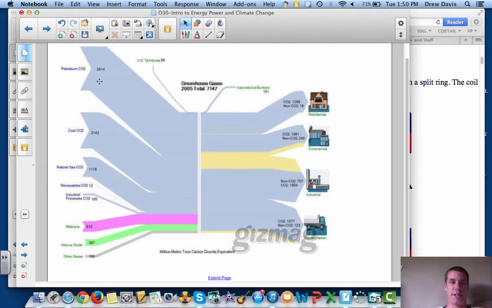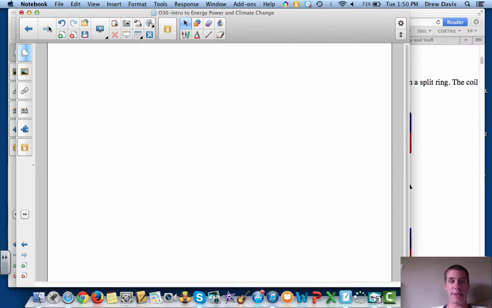This shows greenhouse gas production. So these are various forms of fossil fuels, and then the output of greenhouse gases compared to industry and transportation and commercial and residence. And again, you just see the input is here, the output is here, and then the degradation is down to the side.